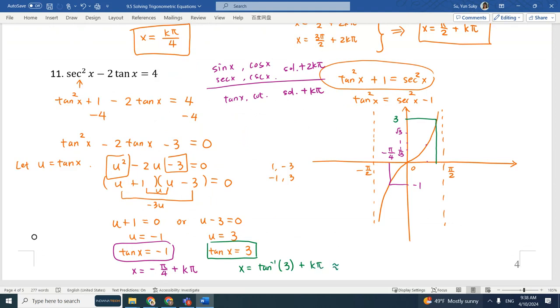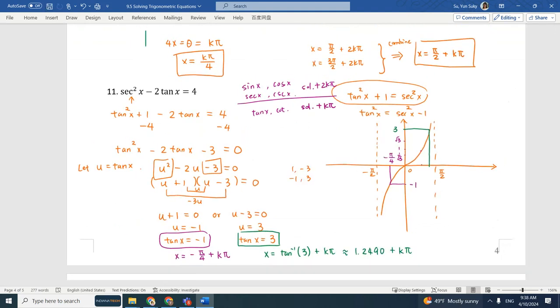Let's use the calculator. Could you use your calculator? Tell me what is arc tangent of 3? 1.2490. Yes, keep 4 decimal places and then add the k pi. So in your exam, I don't guarantee the numbers are always good. If the number is not good, you use the arc tangent, or depends on your trig functions. Is that okay, everybody?